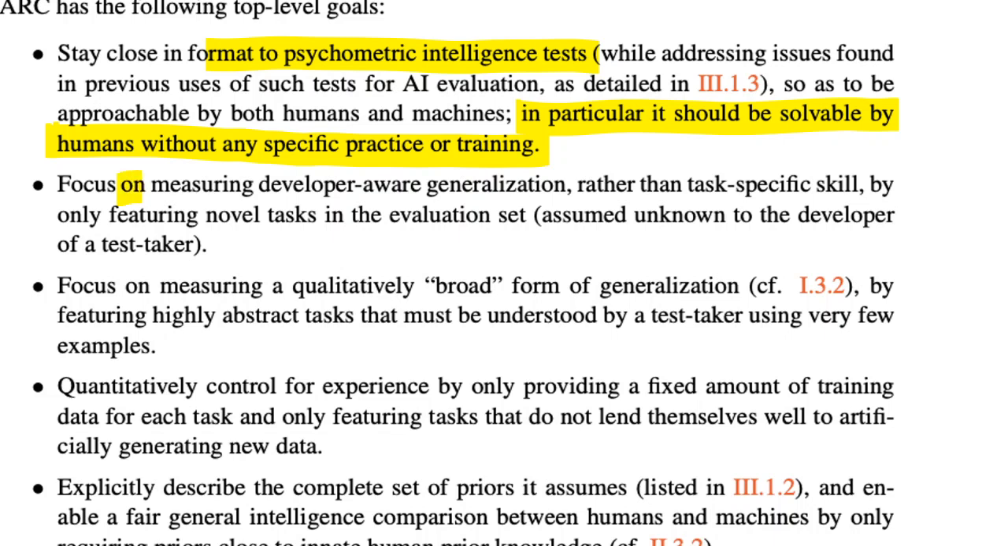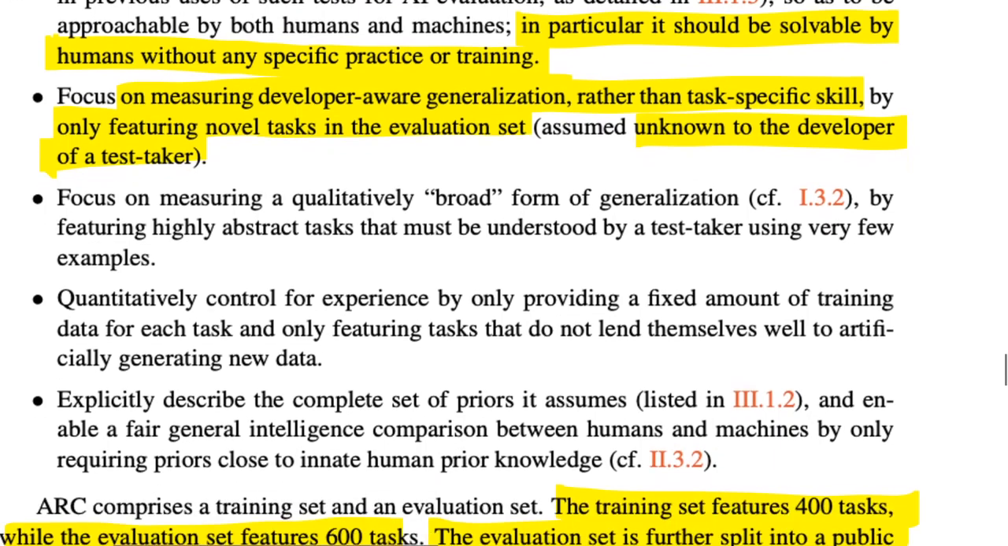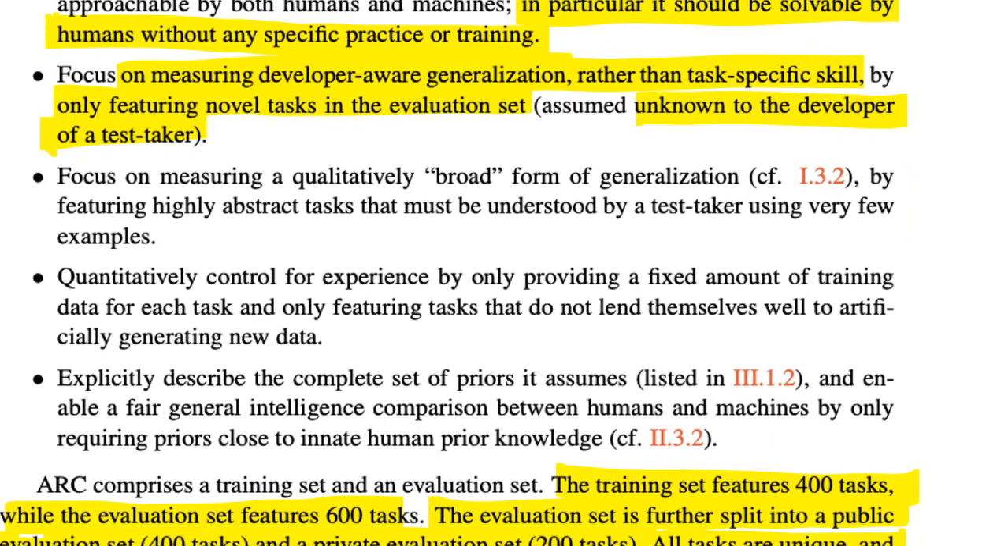So they say focus on measuring developer-aware generalization rather than task-specific skill by only featuring novel tasks in the evaluation set. And the novel tasks are unknown to the developer of a test taker. So if I develop a system, I don't know what these 200 tasks that Chollet keeps hidden are. I simply submit my code, and I'll figure out if my code does well on them.